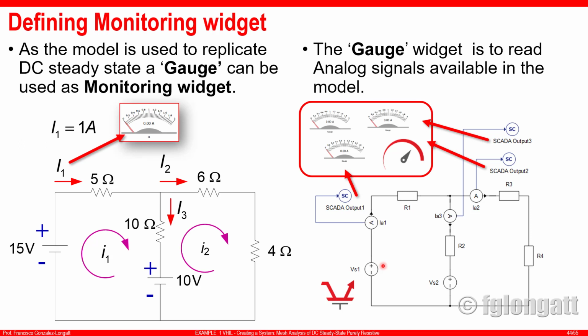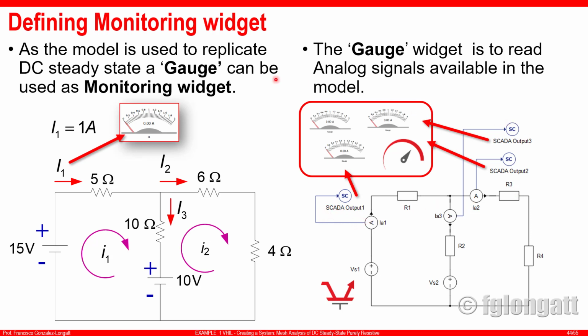Okay, the gauge will be like an analog clock that is used to show you analog signals. What I'm trying to say is we have our model ready inside the schematic editor, and we are collecting the signals here with those SCADA outputs.